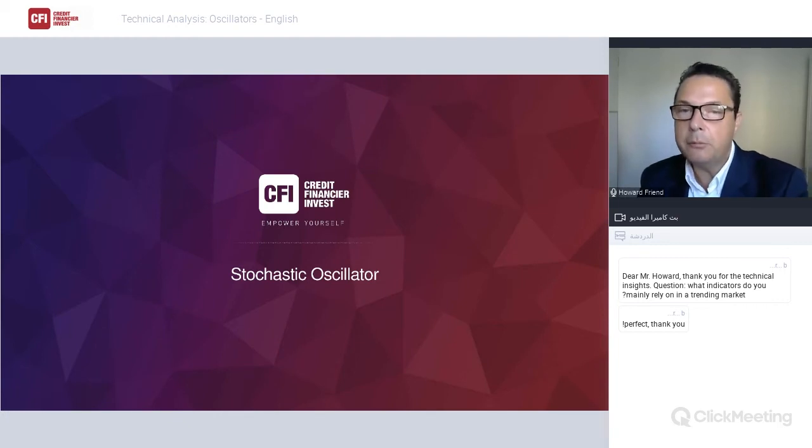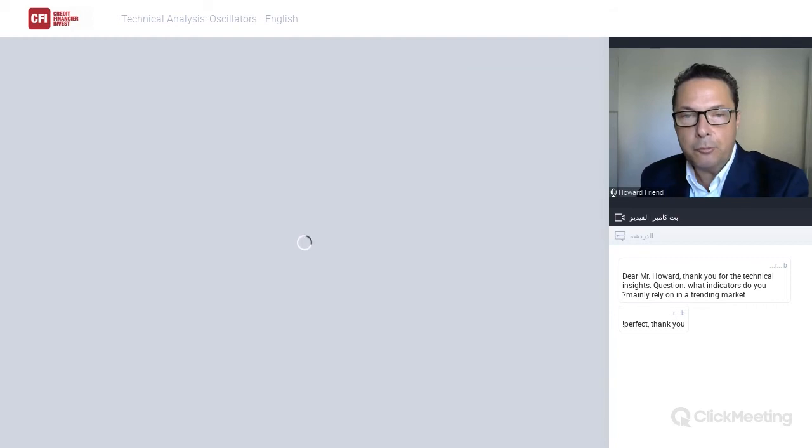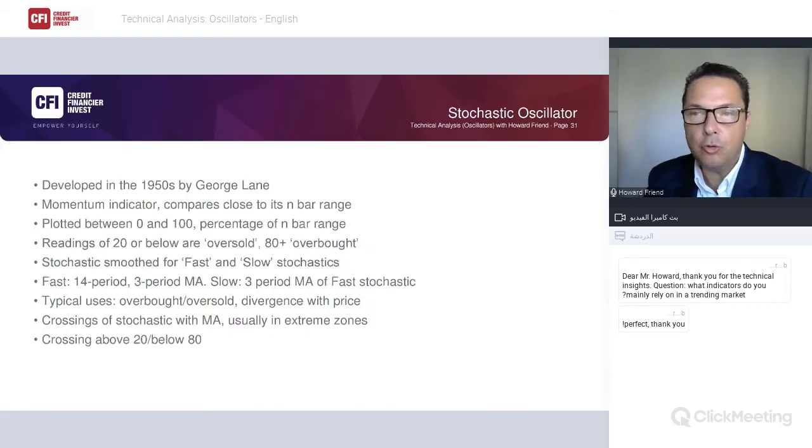Okay, so now I'm going to move on to the stochastic oscillator. This one was developed by George Lane in the 1950s. And again, it's a momentum indicator, but what it does, it compares the closing price to the range for the look back period, the N-bar range. So again, it's got limits to the upside and the downside. It's plotted between 0 and 100.